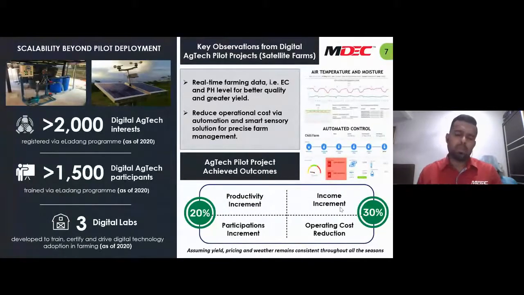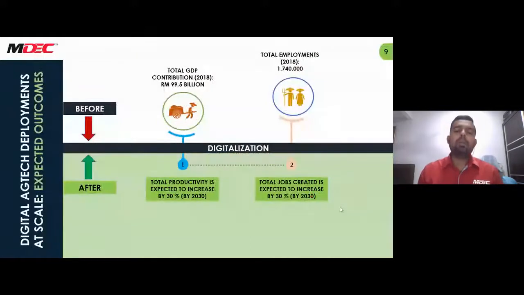Some numbers, like I said: 20% improvement of productivity, 30% improvement of income. Return on investment within 2 years' time for the agriculture sector, an increment of productivity of 2,000 ringgit extra per month per acre. Ladies and gentlemen, the whole idea, at least for the agriculture sector, is to increase productivity with data-driven decisions.